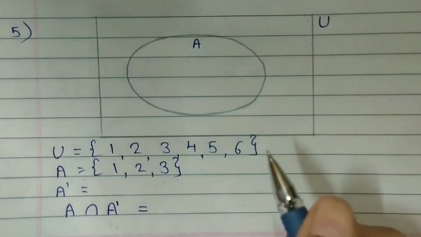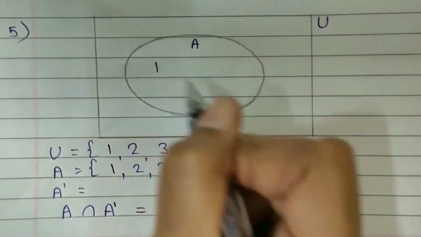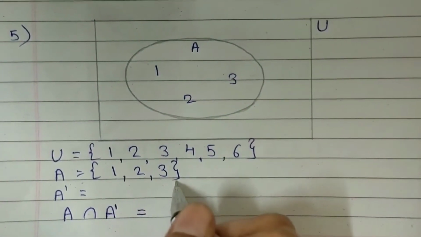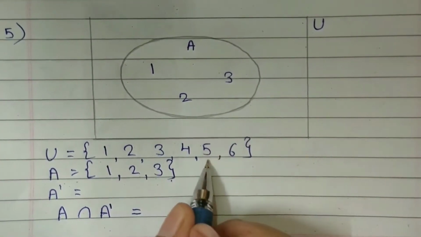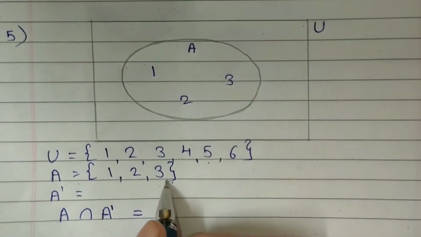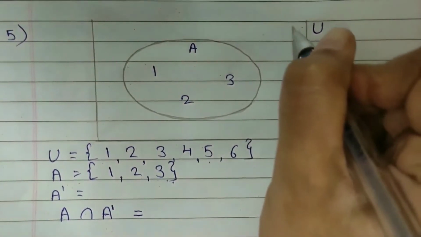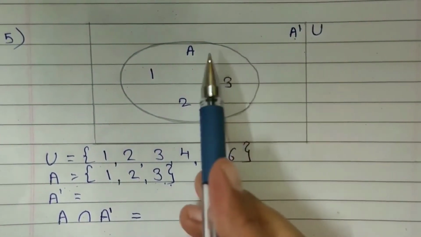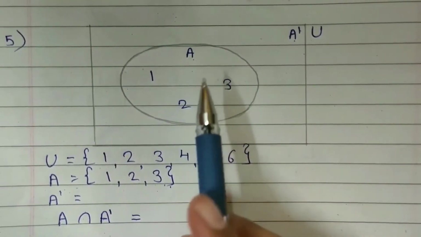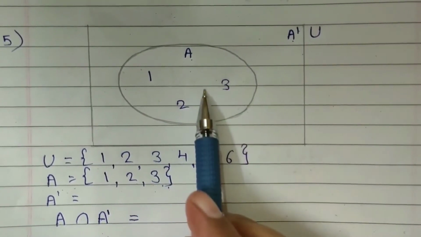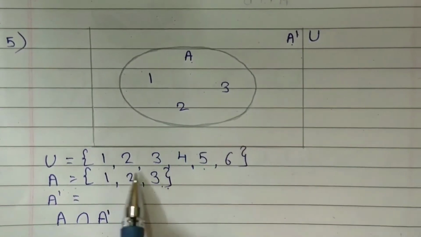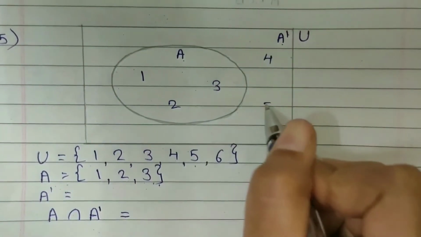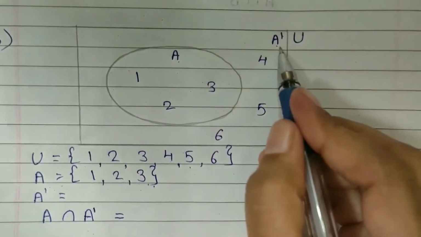This is my set A which contains elements 1, 2, 3, and the remaining elements which are present in the universal set but not in the set A are called the A complement. A complement is always opposite to the set A. They don't have the same element in both the sets. So the remaining elements 4, 5, 6 are the elements of A complement.